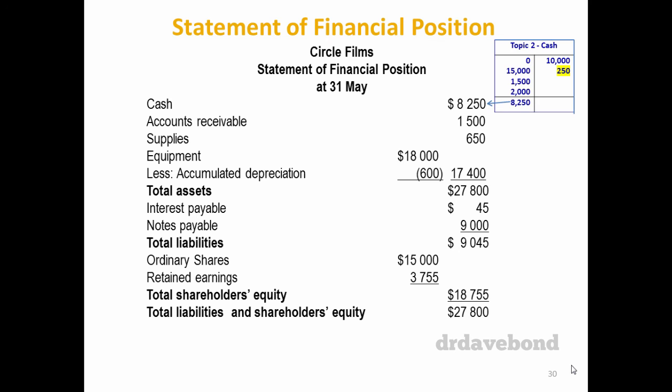If you want to put in unearned service revenue with a zero balance, you can do that as well. Liabilities, the ordinary shares, 15,000 plus retained earnings after all the adjustments, gives us 3,755, gives us total liabilities and shareholders' equity of 27,800. That's it. That's the statement of financial position.